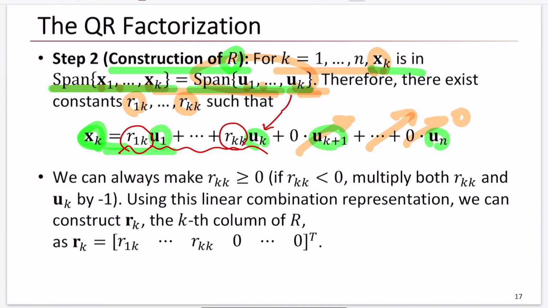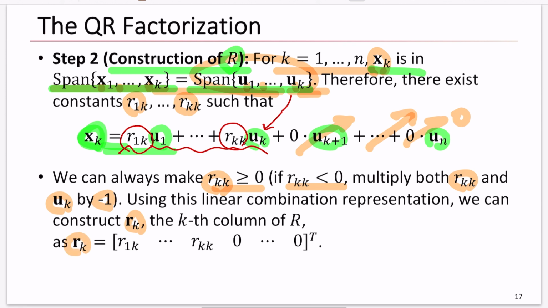So we can always make rk larger than or equal to 0. How? If rk is smaller than 0, multiply both rkk and uk by -1. Right? We can always make this so. I mean, we have to make this one to make the further process easier. Anyway, using this linear combination representation, we can construct rk.